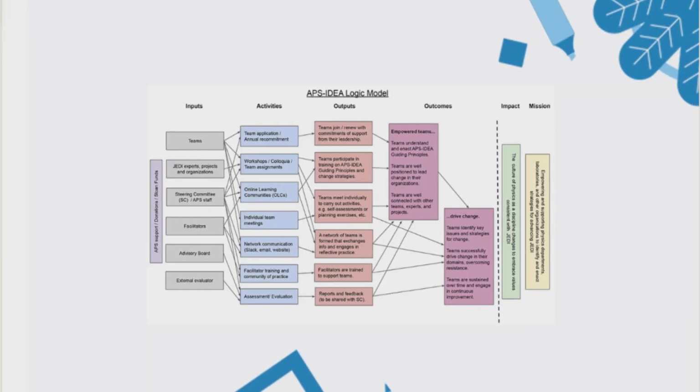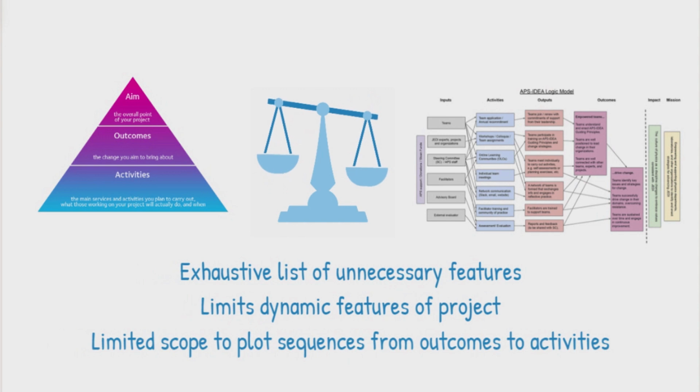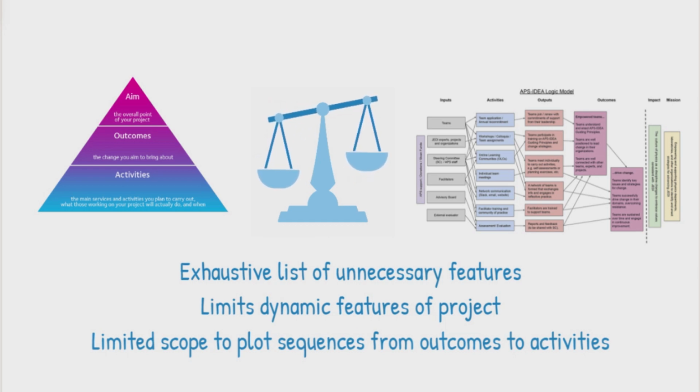A logic model is similar to the planning triangle, except it allows for more detail, particularly on how a project is delivered. A planning triangle and logic model are a great place to start, but there are limitations to these methods. For instance, they can encourage people to list too many features, which may not be fundamental to the change process. They don't often show the dynamic features of a project.